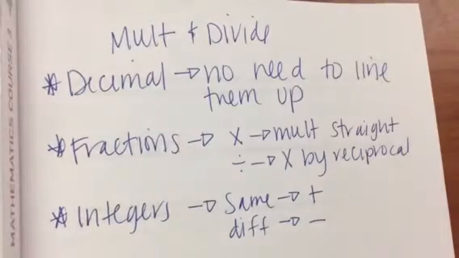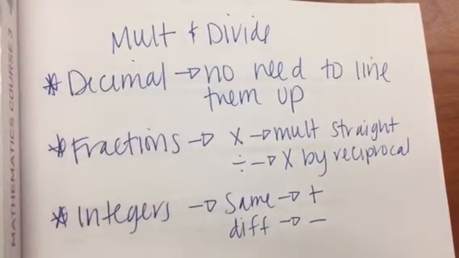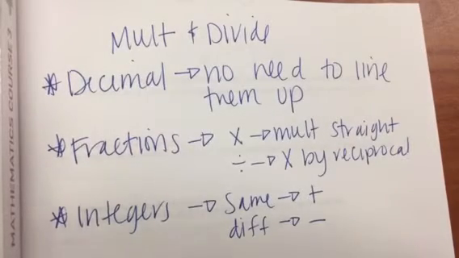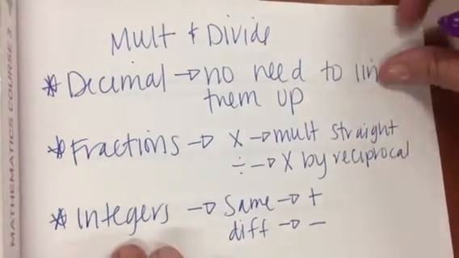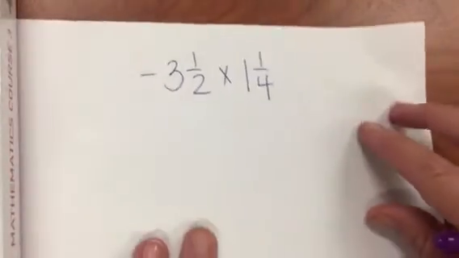Okay, so multiplying and dividing. It's a little different than adding and subtracting, but that's okay. With a decimal, you do not need to line up the decimal. You just stick your numbers on top of each other and you multiply like normal. Then fractions: multiply straight across. To divide, multiply by the reciprocal, so then you end up multiplying straight across once you've flip-flopped the reciprocal. Integers: same sign, your answer will be positive. Different sign, your answer will be negative. Simple, right? So let's look at a few examples.